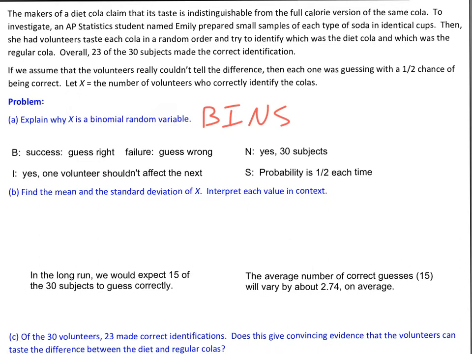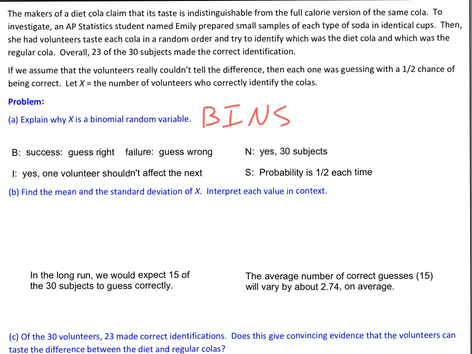So I've got 4 parts. The first one on the top left, guess right or guess wrong, that's binary. Every single volunteer in our little test could respond in one of those 2 ways. They were right or wrong. Independence: one volunteer's guess should not affect another. And then n and p, where you should just identify the numbers. n is 30, p is 0.5.